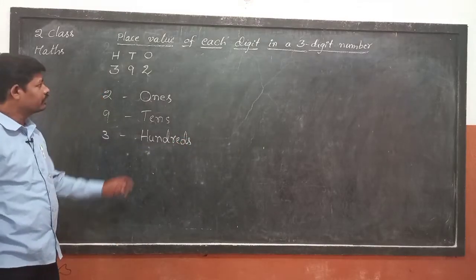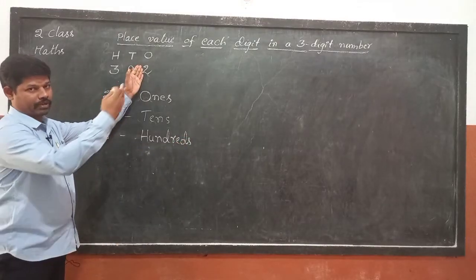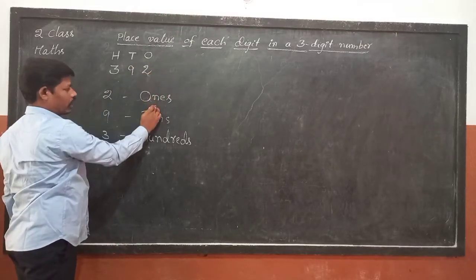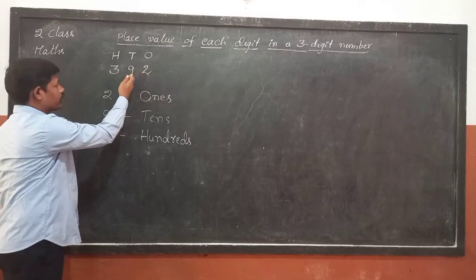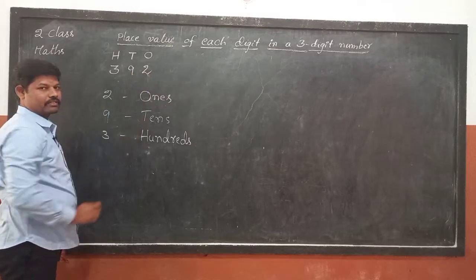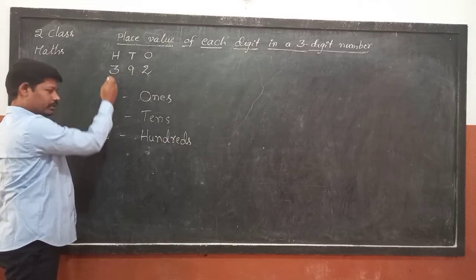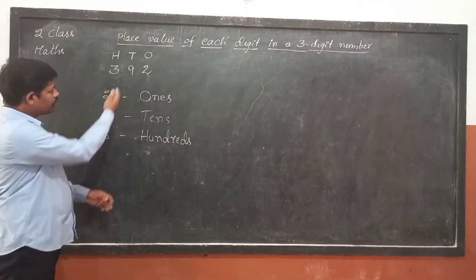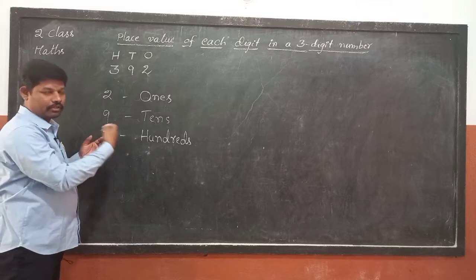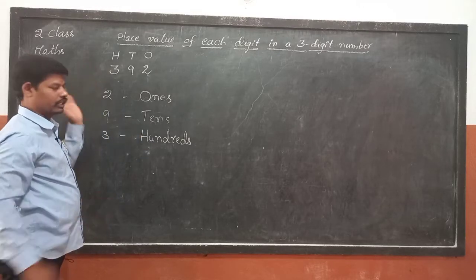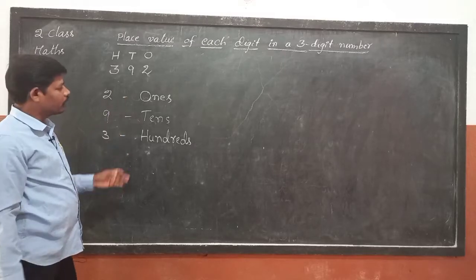Do you understand? This is from the right side onwards. Right side first number is ones. From the right side onwards, second number is tens. Right side onwards, third number is hundreds. If there is one more number, you will get another name, thousands will come. That much only. Okay, don't get confused.